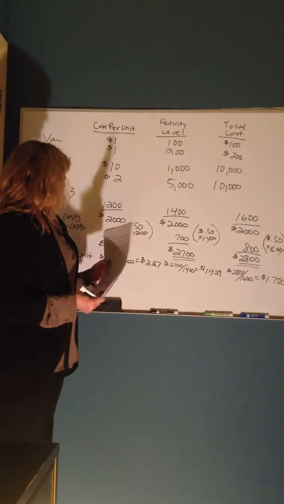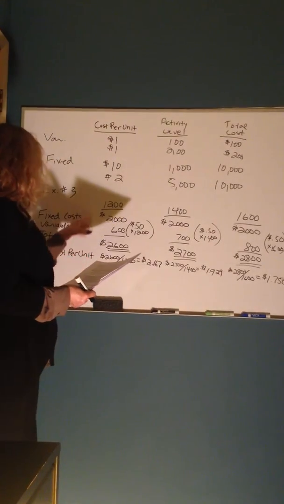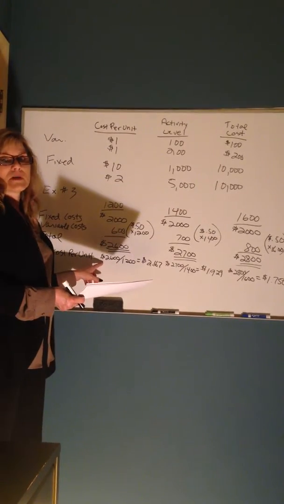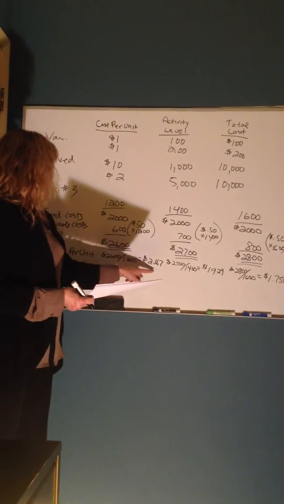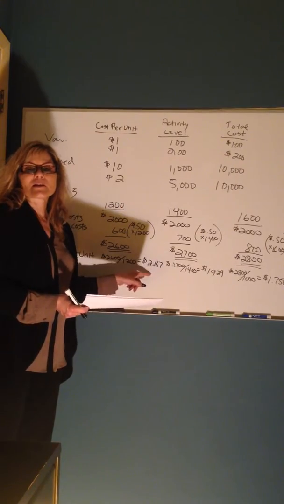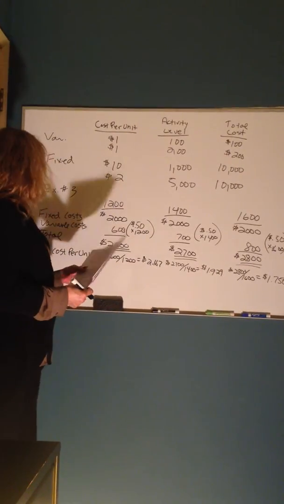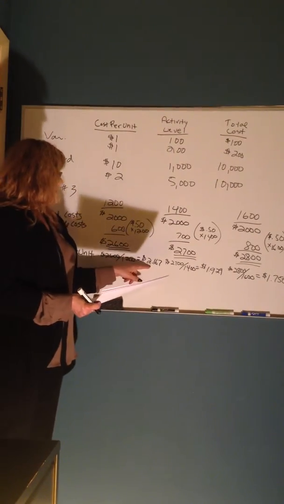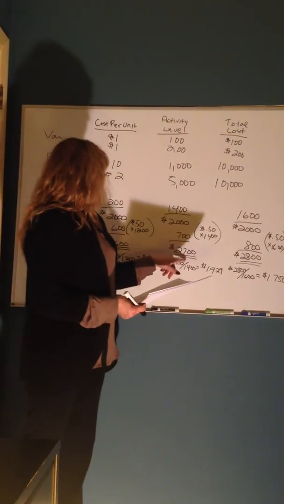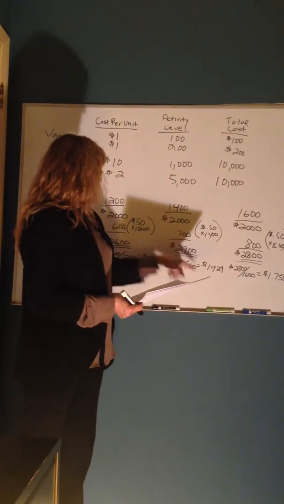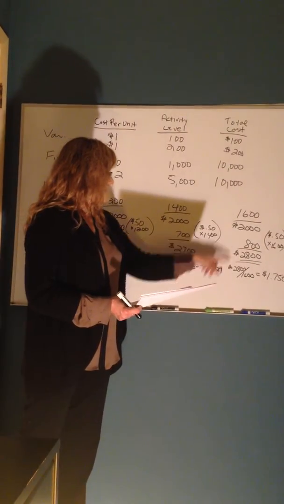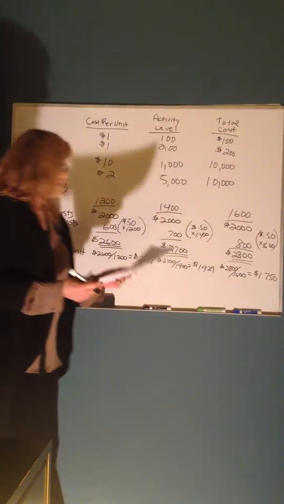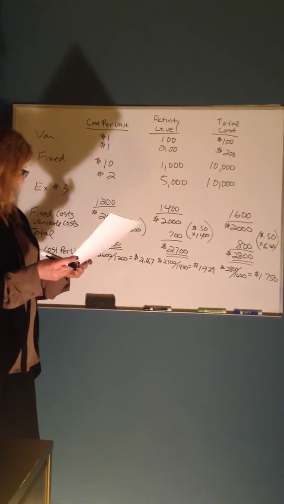To determine my average cost per unit, all I have to do is take my total divided by the units. And I took it to 3 decimal places because I think in your homework you have to do that also. So 2,600 divided by 1,200 is 2.167. 2,700 divided by 1,400 is 1.929. And 2,800 divided by 1,600 is 1.750.